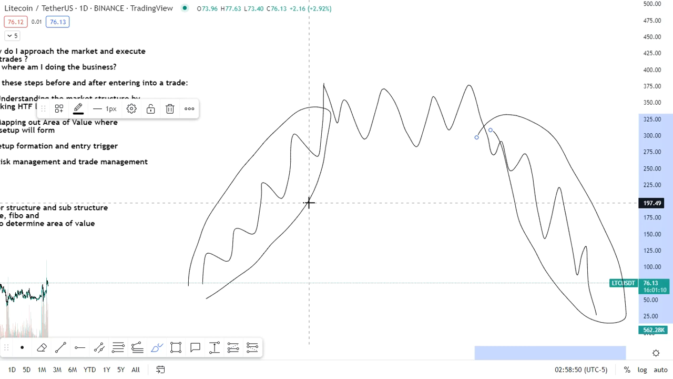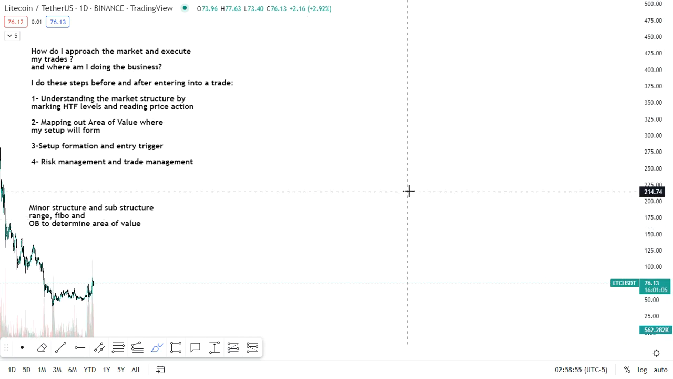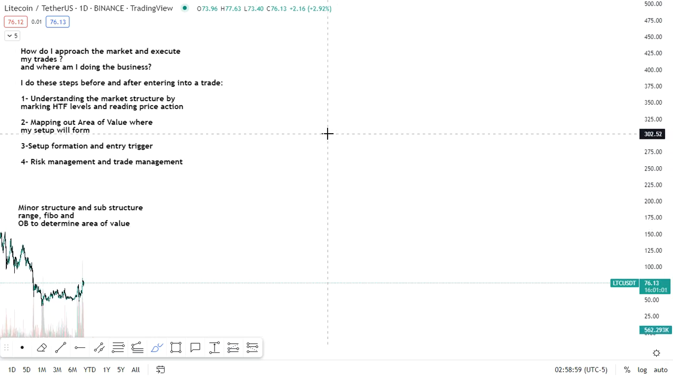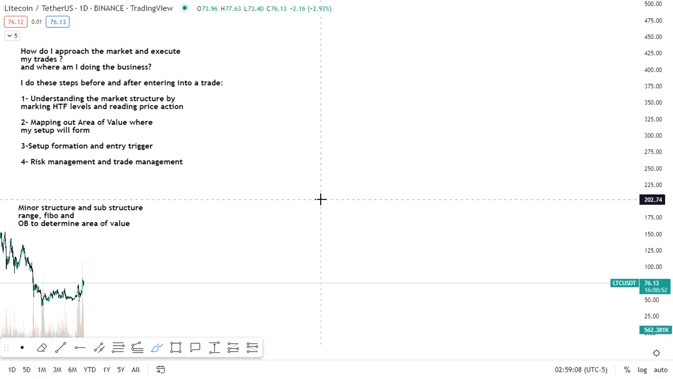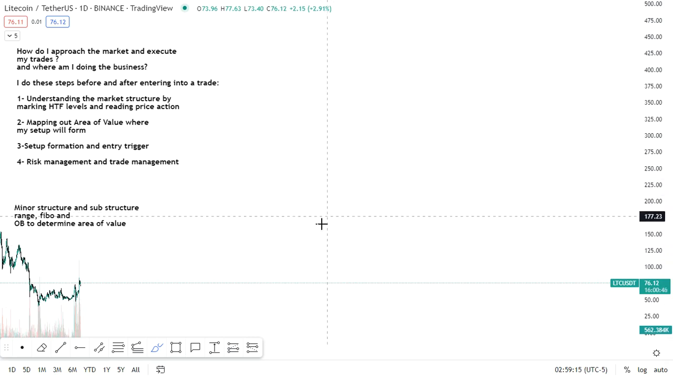So the basic way in price action to determine market structure, you can use the higher time frame levels like daily, weekly, and even monthly, but that's not very important. So you can use weekly or daily to determine market structure and to see if it's bullish or bearish or in a ranging phase.